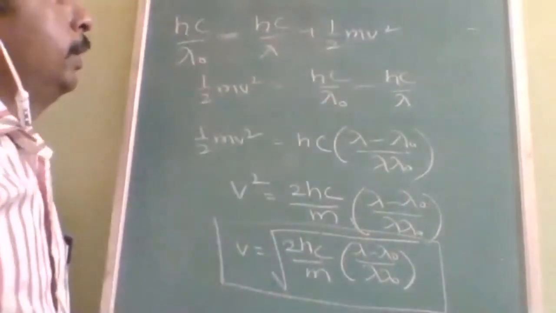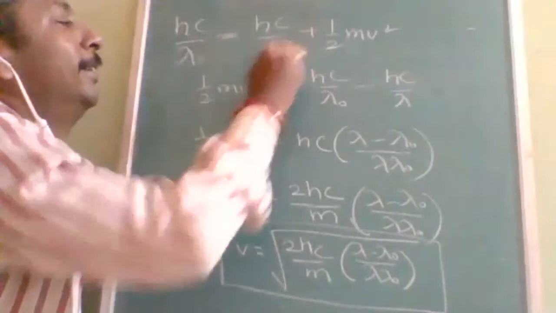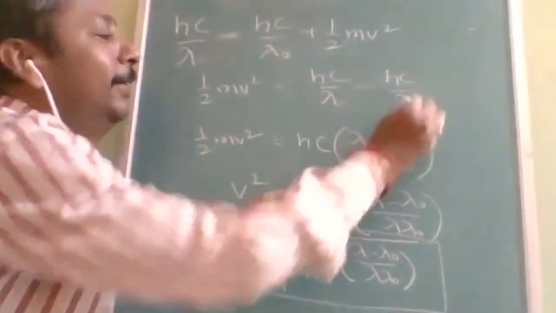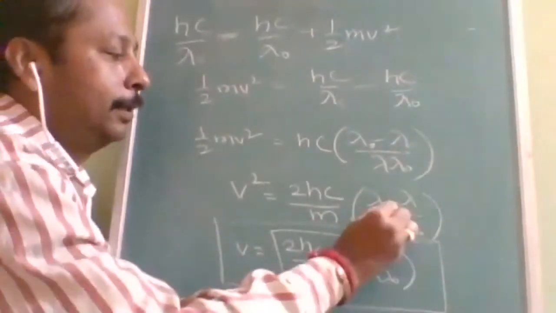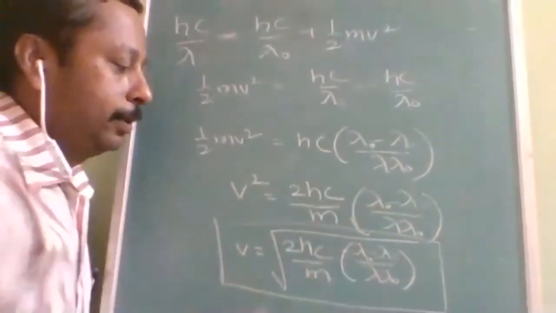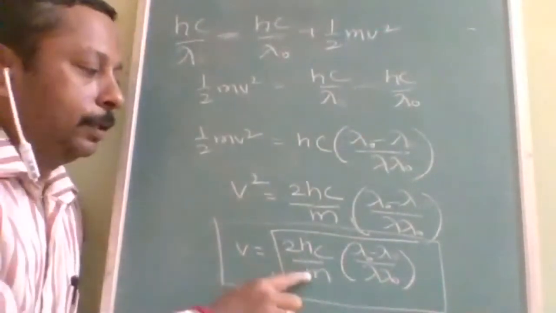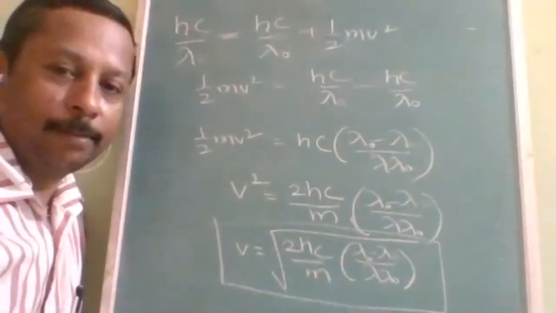Half mv square. Oh no. This is not, this is not, and this is not. Okay. So the final answer is square root of 2hc upon m into (lambda naught minus lambda) by (lambda into lambda naught).